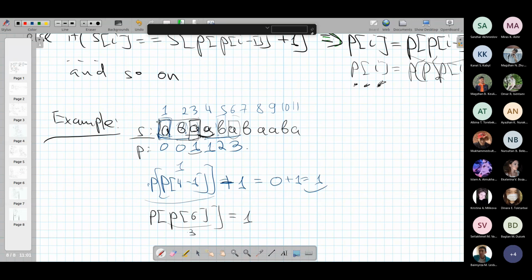So we want to continue this prefix. Maybe this prefix is at the end of the string plus this symbol. We compare this symbol to this symbol and it matches. Then we say that the answer would be 2.